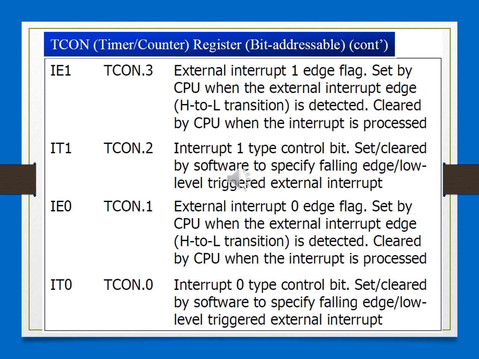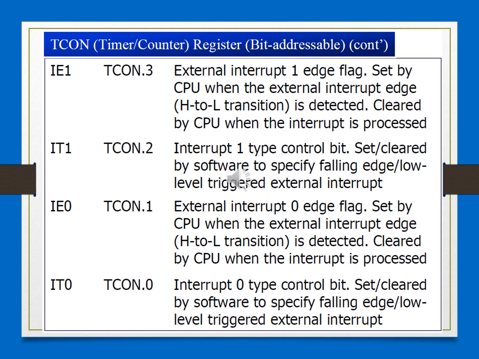So just go through the bits IE1, IT1, IE0, and IT0. I'll just read one of them, just to refresh our memory. IT0 is TCON.0, the interrupt 0 type control bit. It is set or cleared by the software to specify a falling edge or low level triggered external interrupt. Falling edge here means a high to low transition.